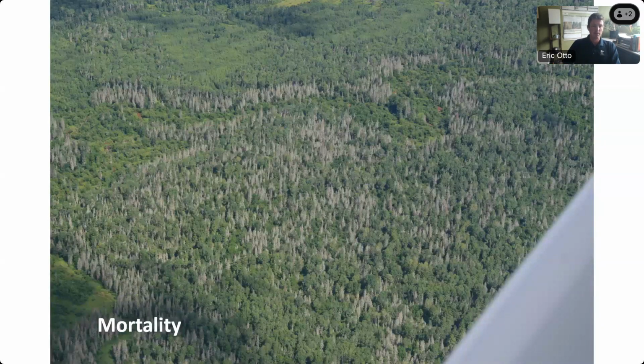And then this is mortality, where you can see it has that grayish appearance. And again, you can see that mosaic of different tree species, a lot of that being quaking aspen.